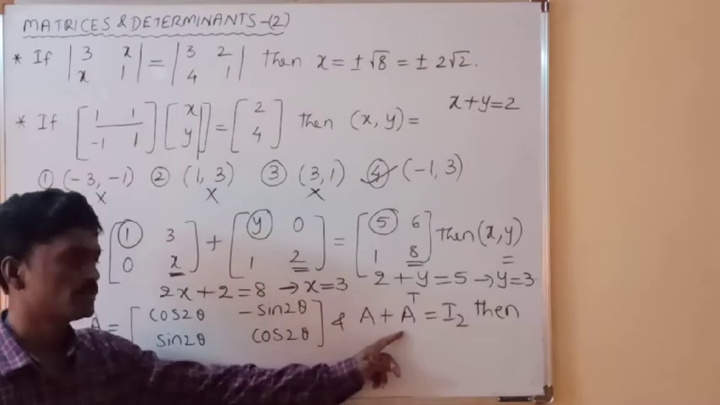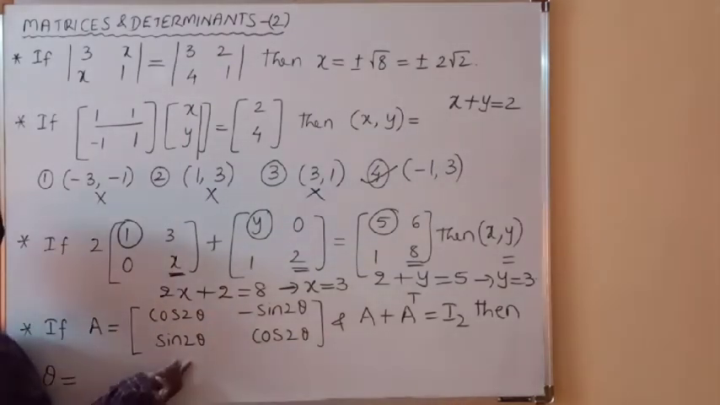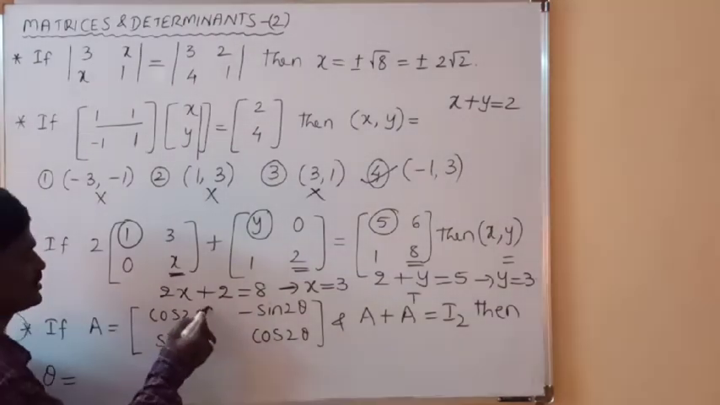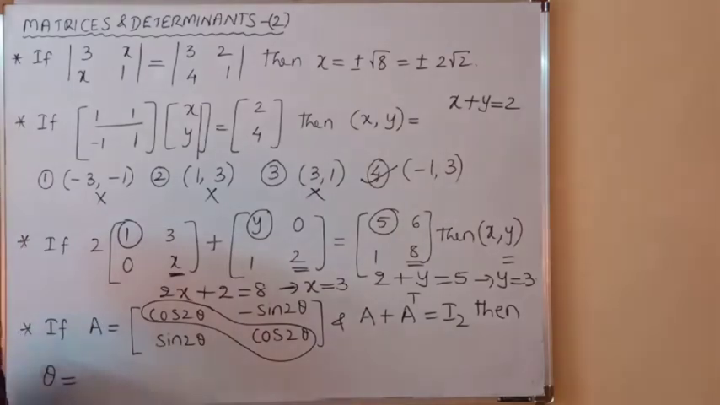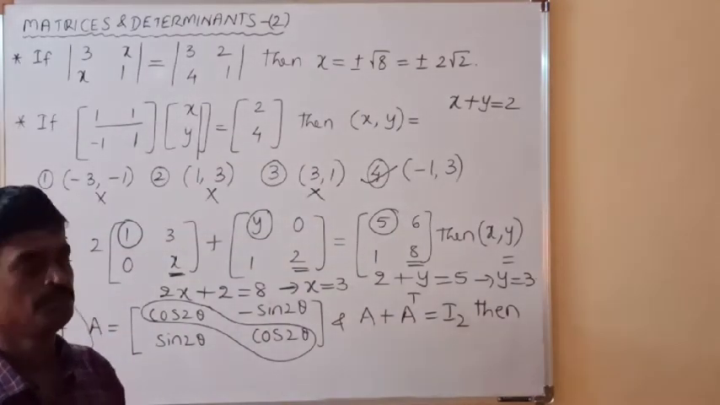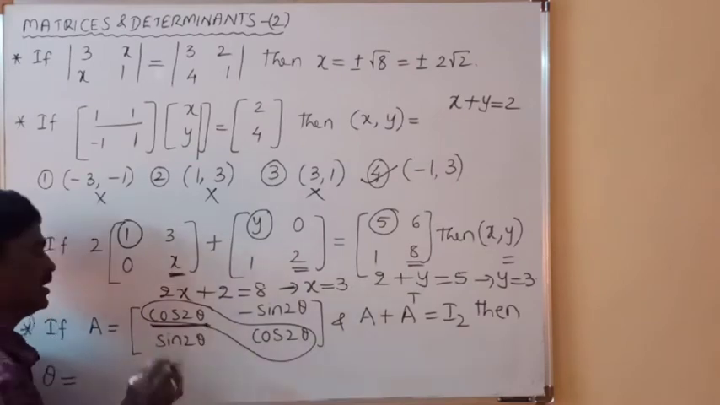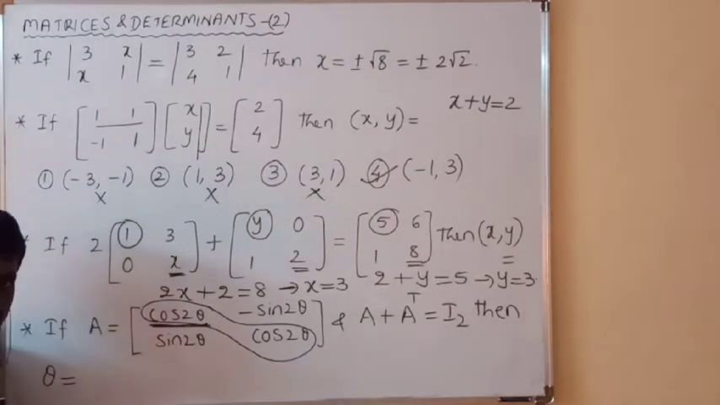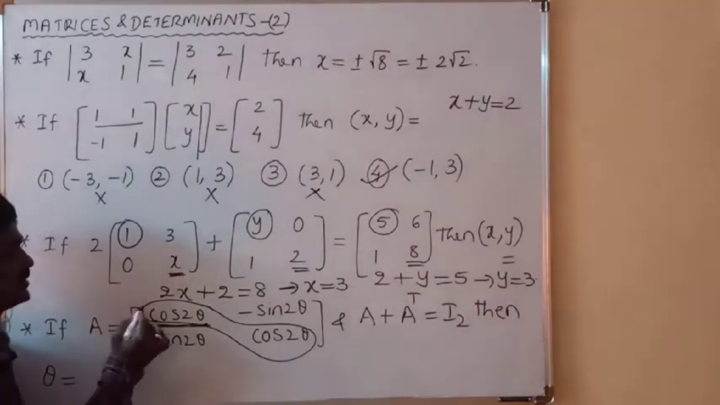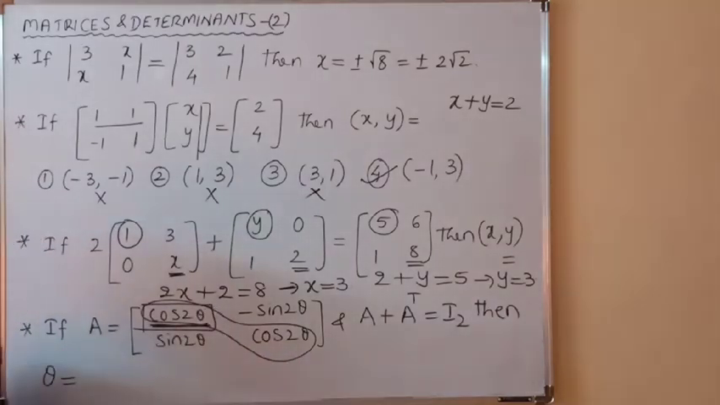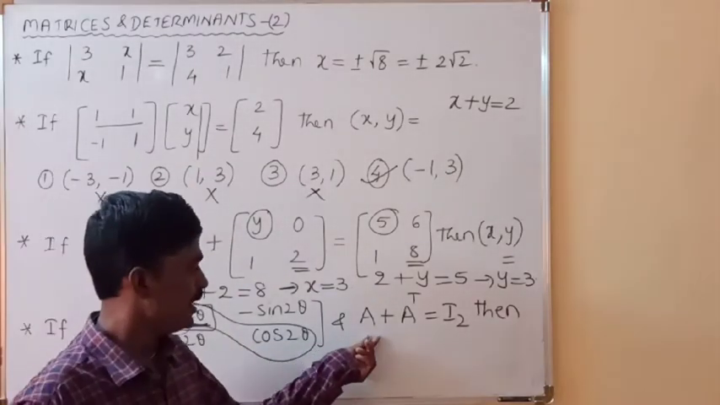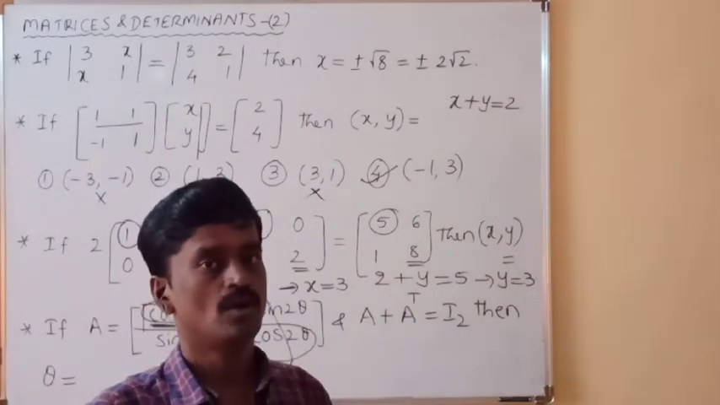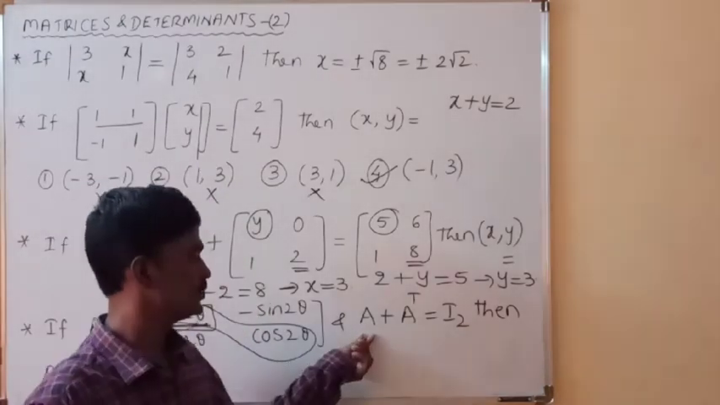So what is A transpose? How to find A transpose? By interchanging rows and columns of A. If you interchange rows and columns of A, the diagonal elements remain the same. In A and A transpose, diagonal elements remain the same. That means this position element in A transpose is also cos 2 theta only. So in A plus A dash, what is the first row, first column element? Cos 2 theta plus cos 2 theta.